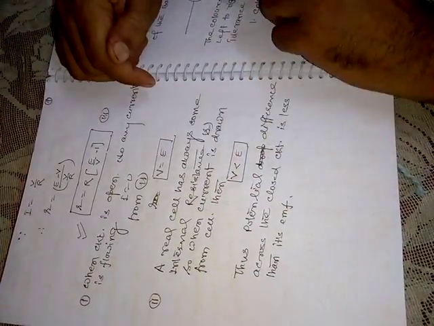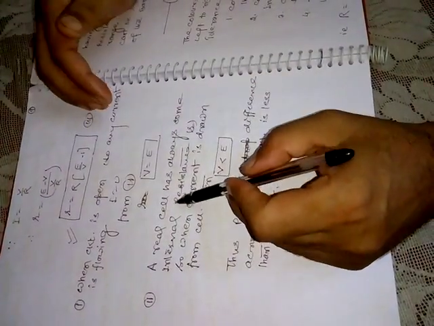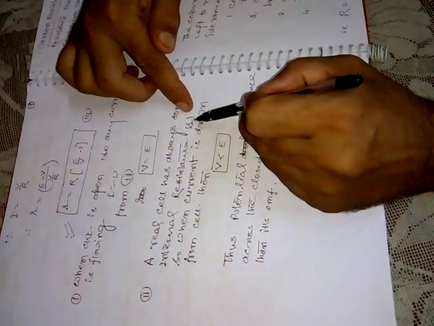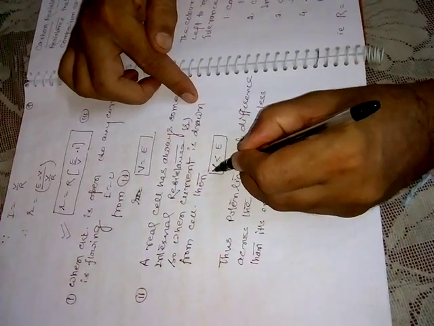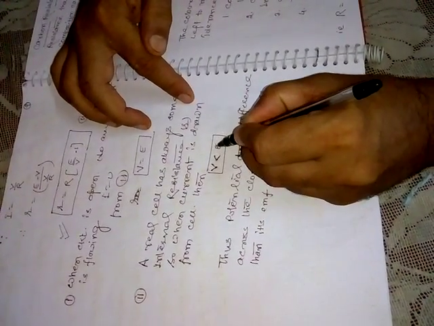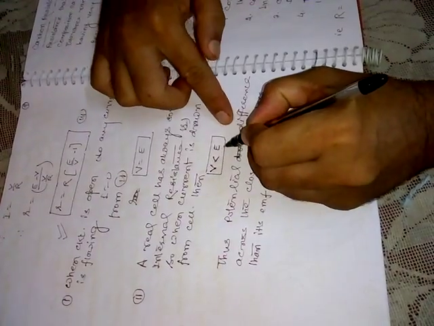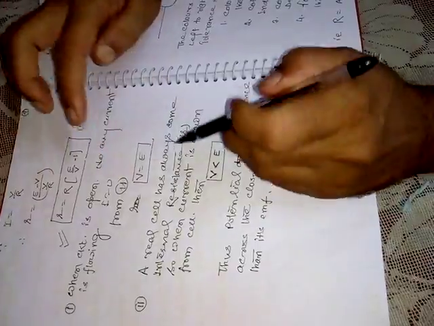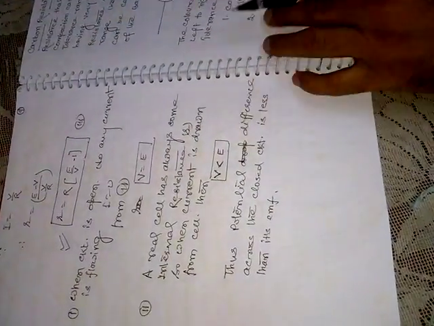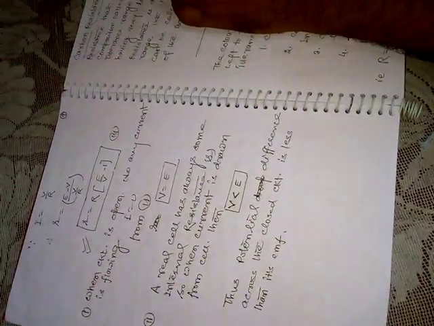Correct? Normally, a real cell always has some internal resistance. So when current is drawn from it, the potential difference is always less than EMF. V is always less than EMF, and V becomes equal to E only if no current is drawn from the cell. So it's all about today's topic.